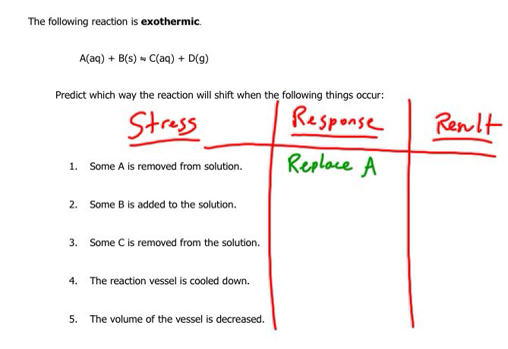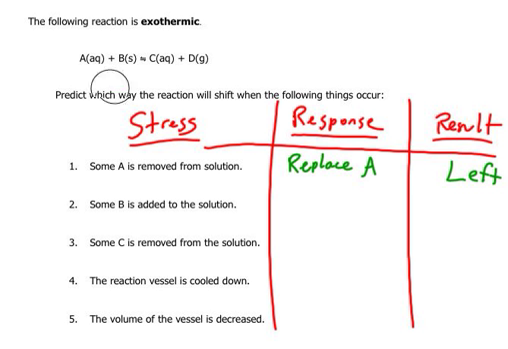Are we going to go to the left, breaking the C and D down to make A and B, or are we going to go to the right, breaking A and B down to make more C and D? Well, if I want more A produced, I'm going to go to the left, because that is going to make more A at the expense of C and D.